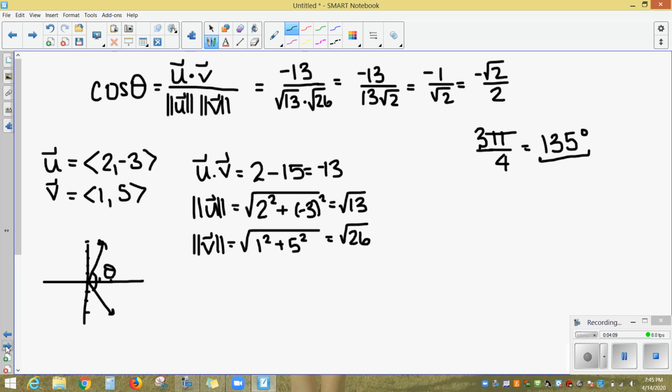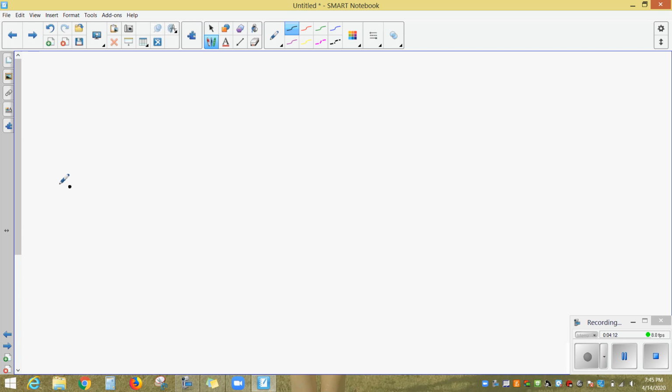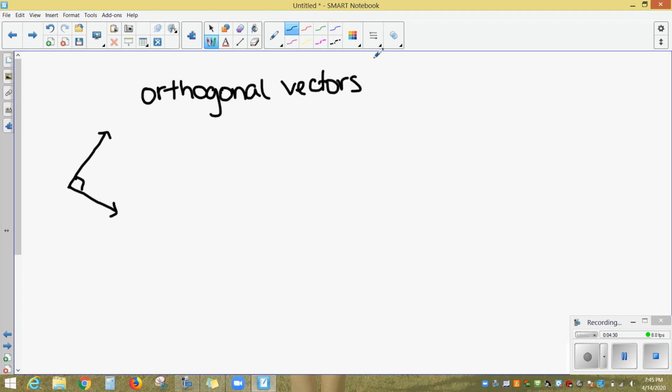When we have two vectors that make a 90-degree angle, we call those vectors orthogonal. Two vectors that make a 90-degree angle are called orthogonal. One way you can check, and you can figure it out right away, is we know that if we take the dot product of two vectors and get 0, then those vectors are orthogonal. Or if we're told that they're orthogonal, then we know that their dot product has to be 0.